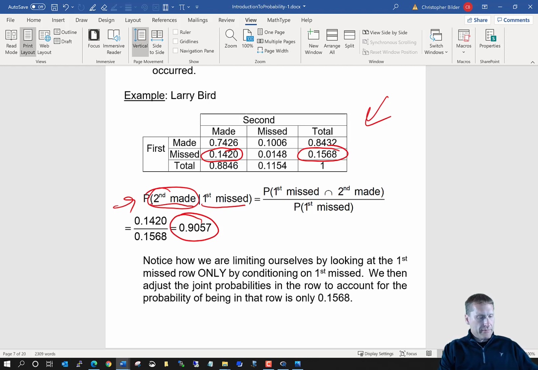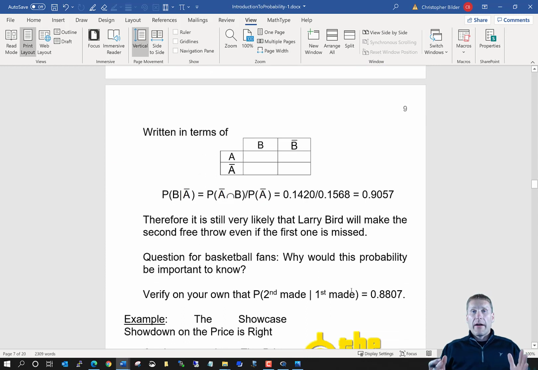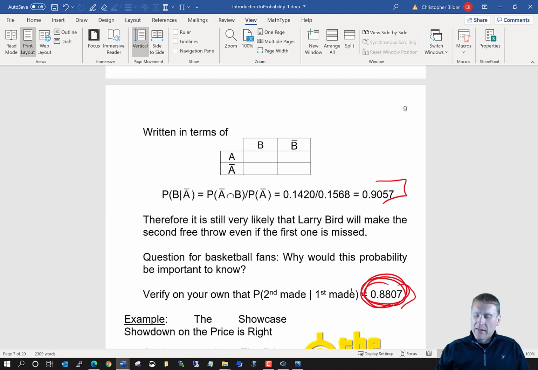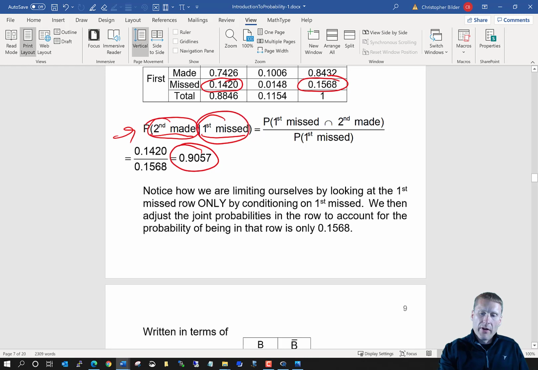Turn the page here. So we're on page 9. Now we could rewrite this in terms of A's and B's as well, and that's what I did here. Now, on your own, I want you to verify that the probability of second made, given that the first was made, was 0.8807. So, in fact, look at this right here. This is actually less than if Larry Bird had missed that first free throw.